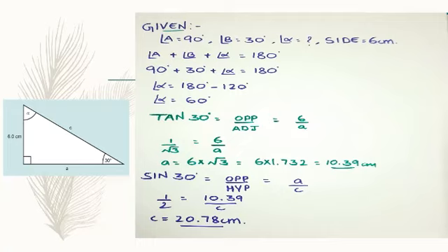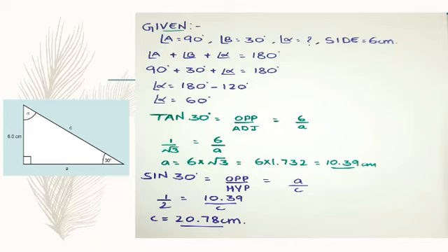Therefore alpha is equal to 60 degrees. Now we have to calculate the other sides. We know only the opposite side. We have to calculate the adjacent side, that is side a. So we know that tan theta is equal to opposite by adjacent.